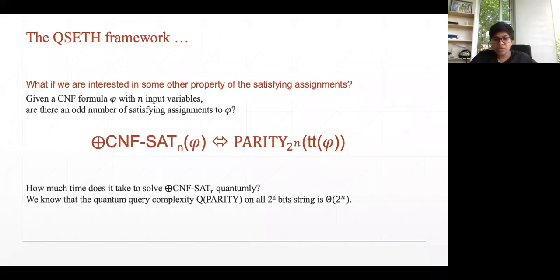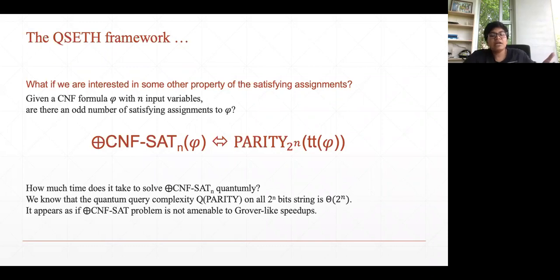Because people know that the query complexity of parity on all strings is like 2-power n, it is natural to believe that the CNF SAT problem might not be amenable to Grover-like speedups, and it might actually take 2-power n time quantumly to solve parity CNF SAT.